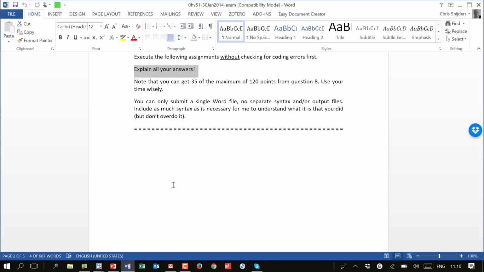Then the only thing you can submit is that single Word file and not separate syntax or do files. It's simply, first of all, too time consuming for me. You can't just say, here's my do file and you figure it out. So you have to cut and paste the stuff from the do file that is of interest to me so that I can understand what it is that you did. And you submit just the Word file and the log file that comes from the exam monitor program.